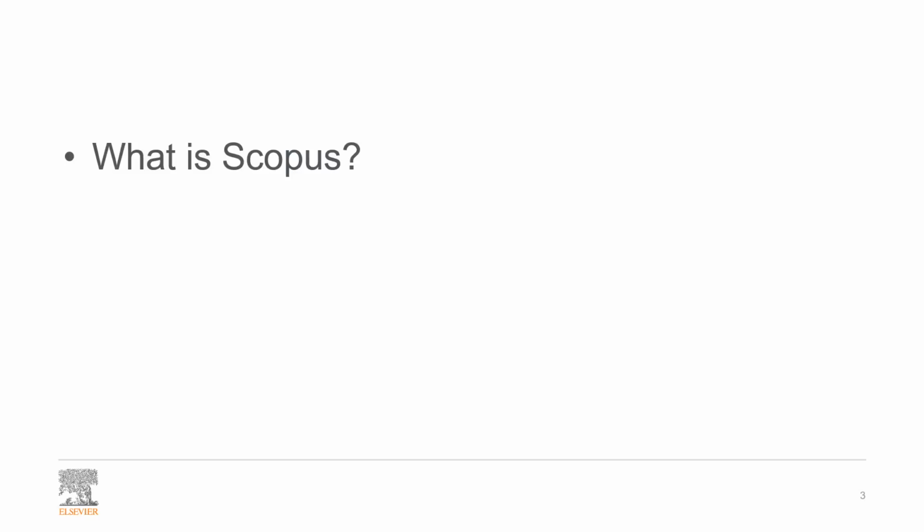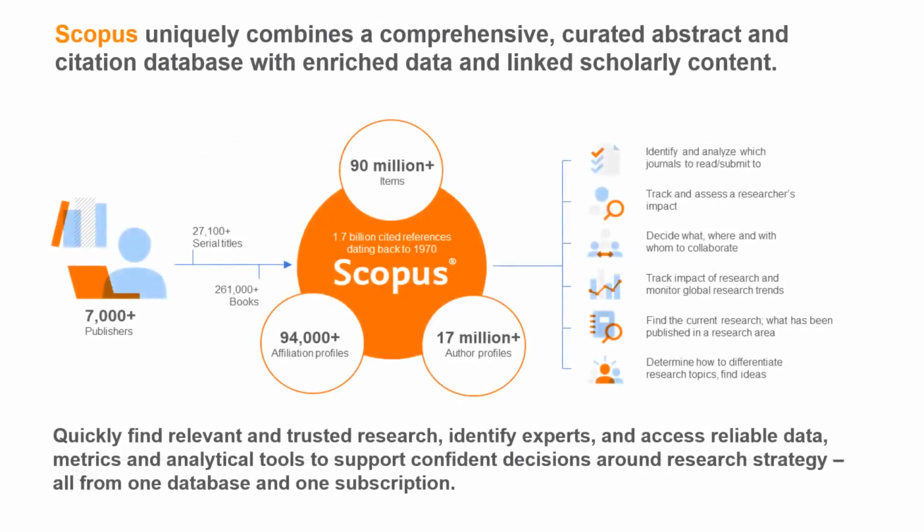First, let me give you a brief introduction about Scopus. Scopus is one of the largest curated abstract and citation databases with more than 90 million articles right now. By the algorithm, Scopus creates 94,000 institutional and 70 million author profiles, and the cited references can be traced back to 1970.